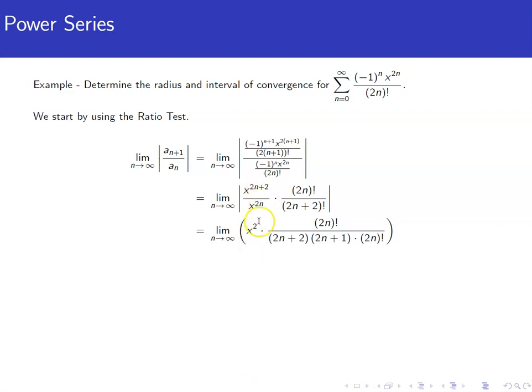Simplifying now, when we subtract our exponents here, we just get x squared. And notice here, I've lost my absolute value bars because I don't need them anymore, because everything here is positive.